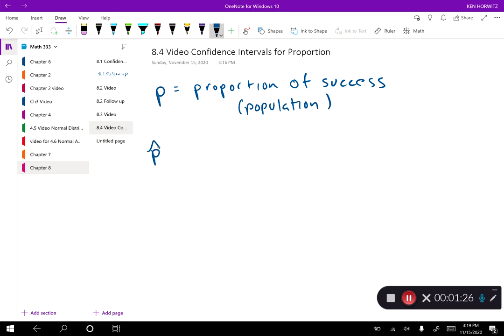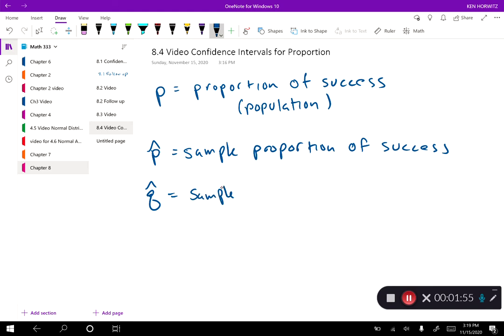p hat is the sample proportion of success. And the last one we need is q hat. And q hat was the sample proportion of failure.